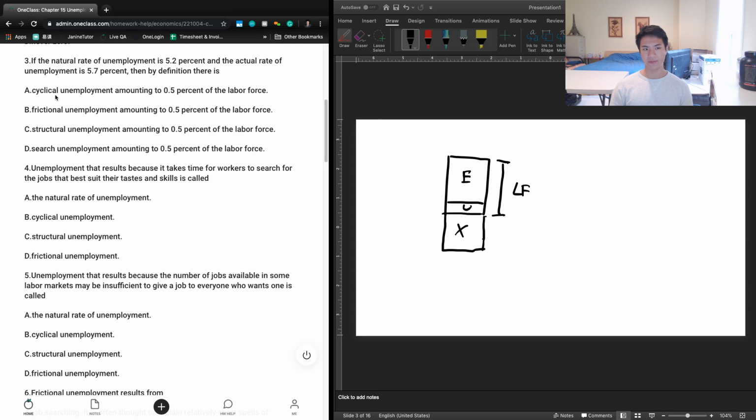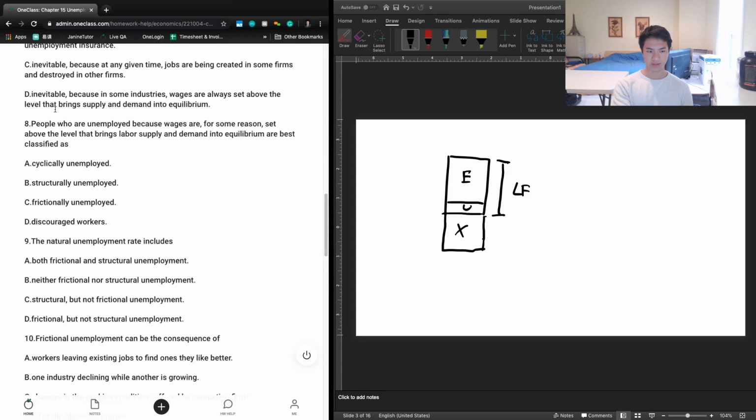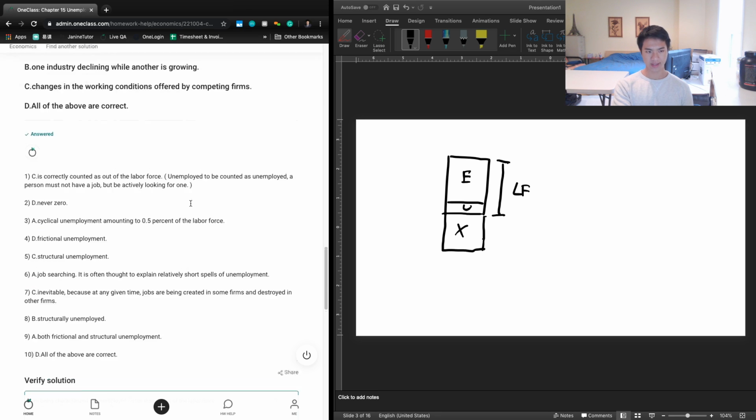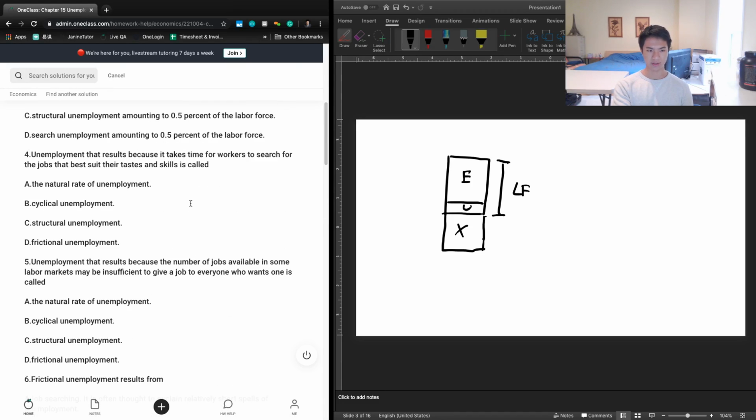And so if the actual rate of unemployment is given by the natural rate plus cyclical unemployment, then the actual rate minus the natural rate gives us cyclical unemployment, which is 5.7 minus 5.2, equal to 0.5%. That would be what is equivalent to cyclical unemployment in the economy. So we're going to look at answer choice A as the right answer here, because the difference between the natural rate and the actual rate of unemployment is cyclical unemployment. Let's take a look at the answer given by the previous tutor. They say 3, cyclical unemployment amounting to 0.5% of the labor force, which is correct. And so we're all okay with that answer.